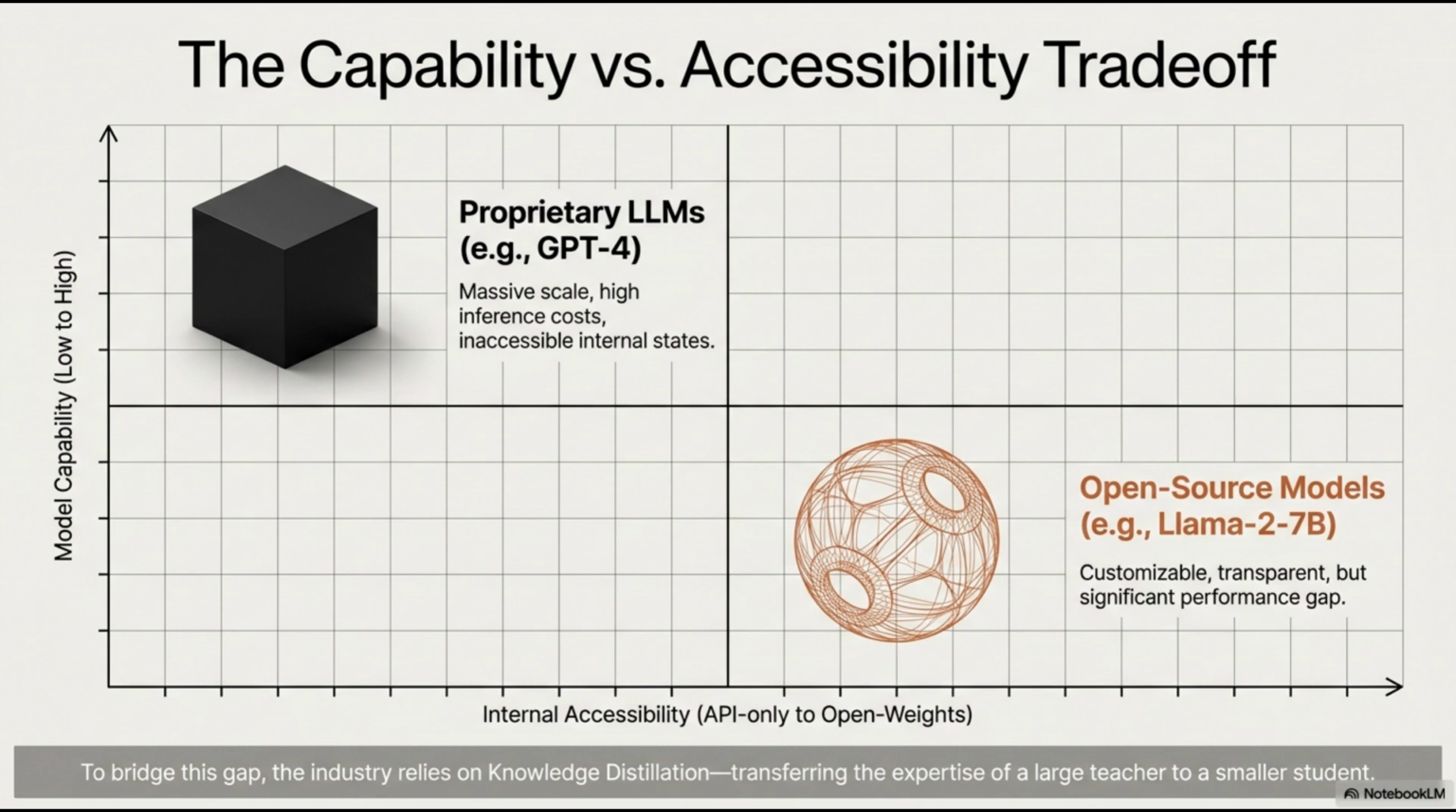Oh, 100%. We have these proprietary mega models that are incredibly capable, but they're completely locked behind corporate APIs. Yep. They're expensive, they require massive data centers to run, and like you said, they operate as pure black boxes. You have zero access to their internal wiring or their step-by-step reasoning.